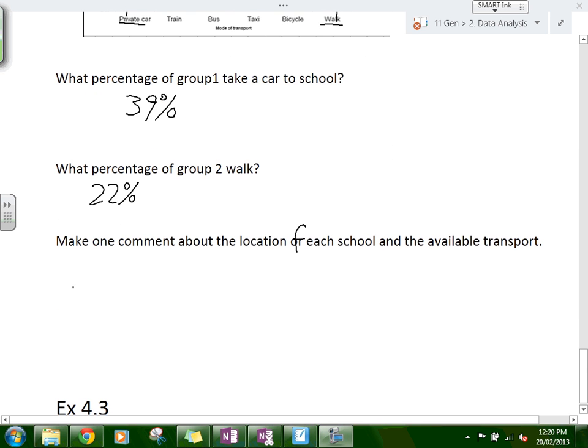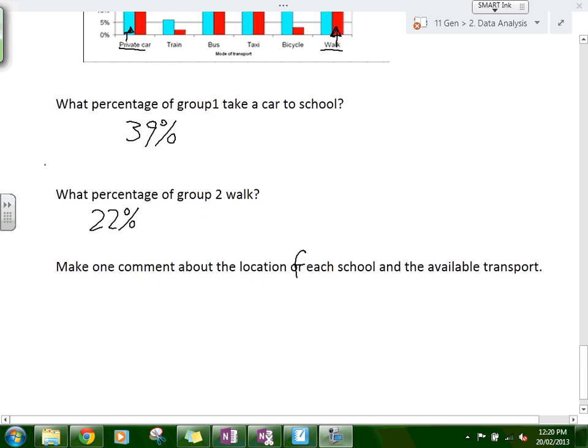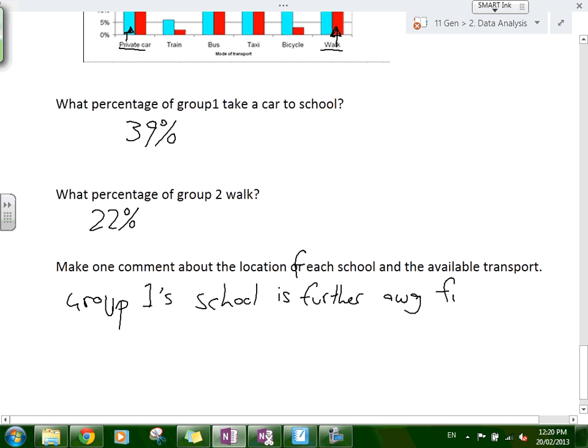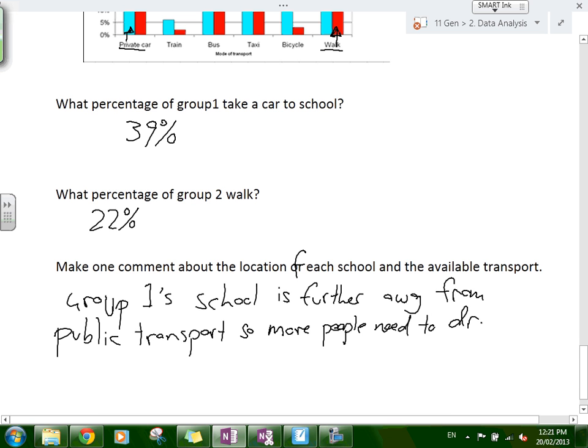So for example, we could say group 1 school is further away from public transport, so more people need to drive. Okay, for example. There's all sorts of things you could say about it.